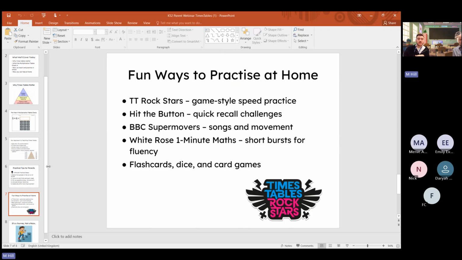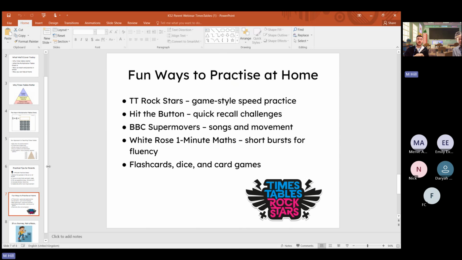So to support that at home, using Times Tables Rock Stars at home, a sound check for you is a really great way to see, if you watch your child do the sound check, you can see the process and see what it looks like, how the children access it, and so you can see what's happening.